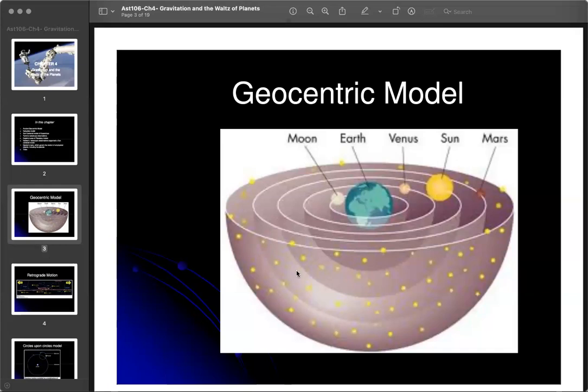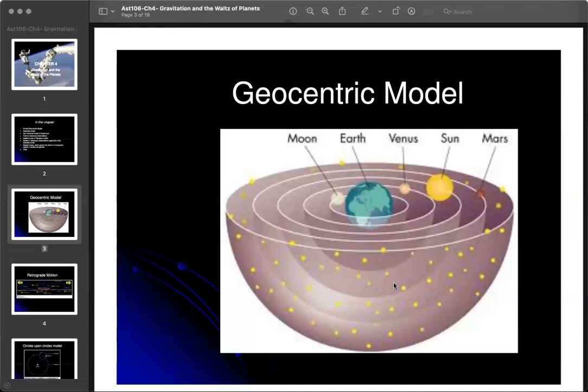As you can see, there's this outermost sphere, which has all the stars embedded on it. And so instead of realizing that it is the Earth spinning, which causes the sky to look like it's rotating, they thought that this celestial sphere was spinning. So here the Earth remains stationary and the celestial sphere spins, because of which we see the stars move.